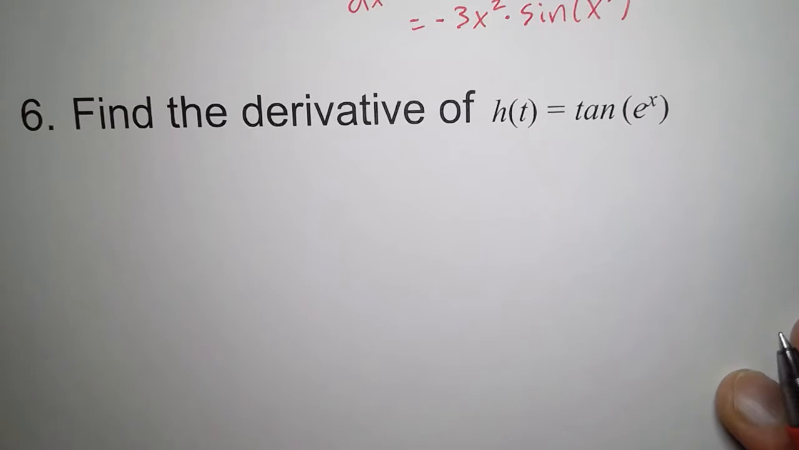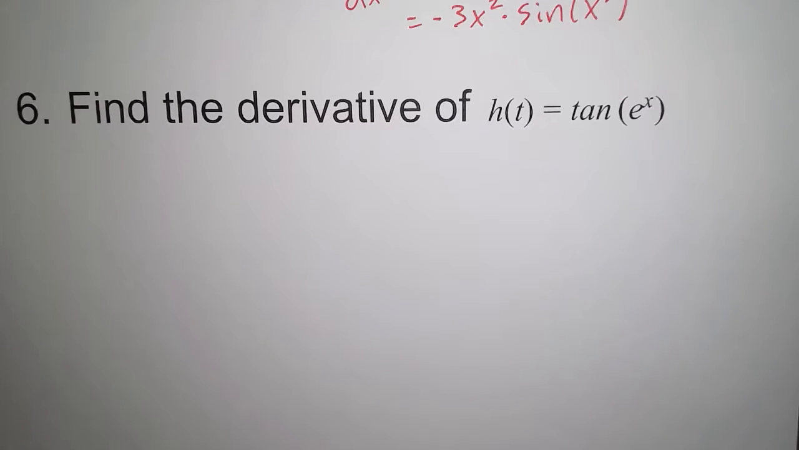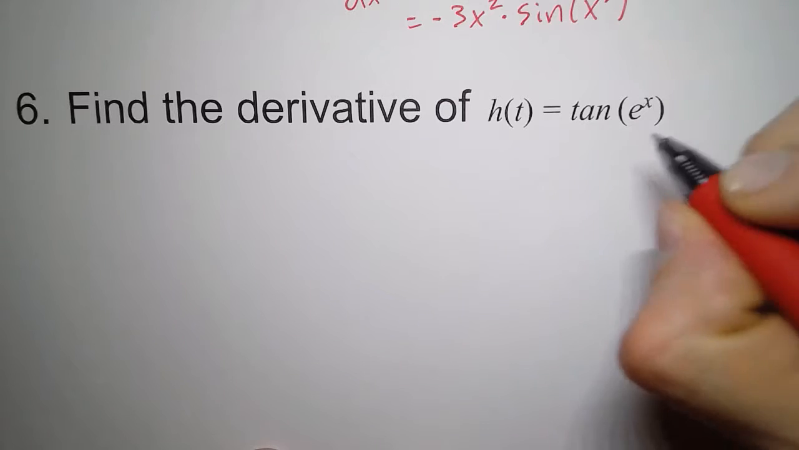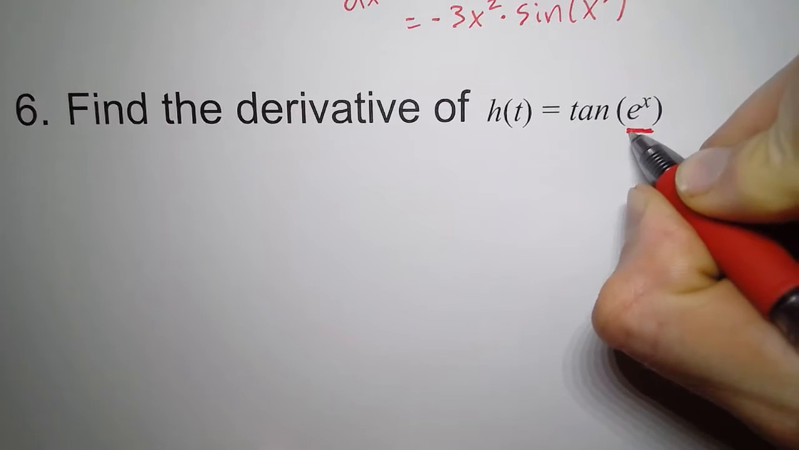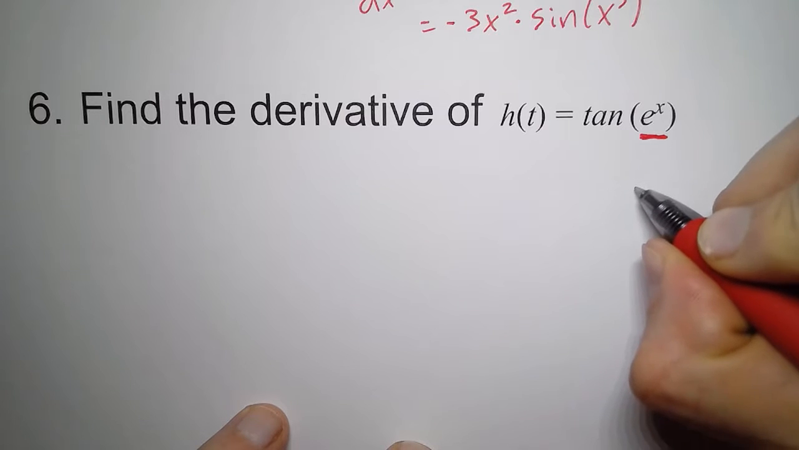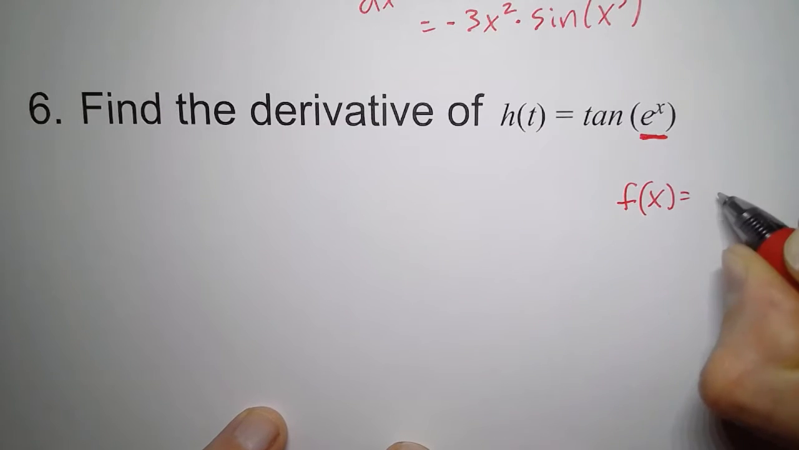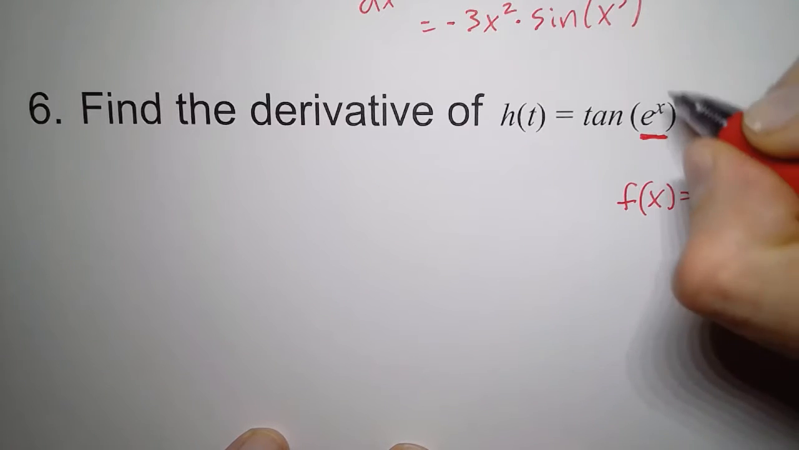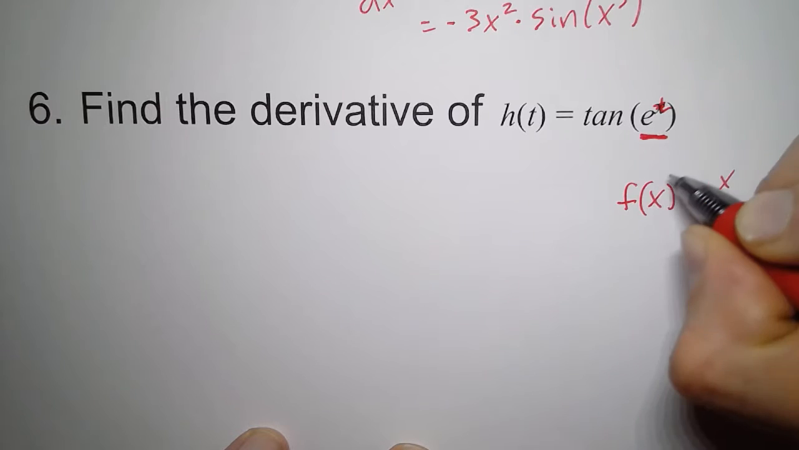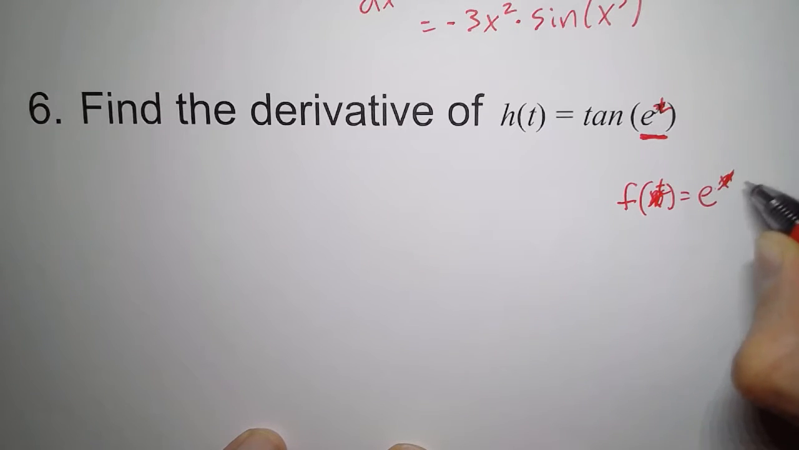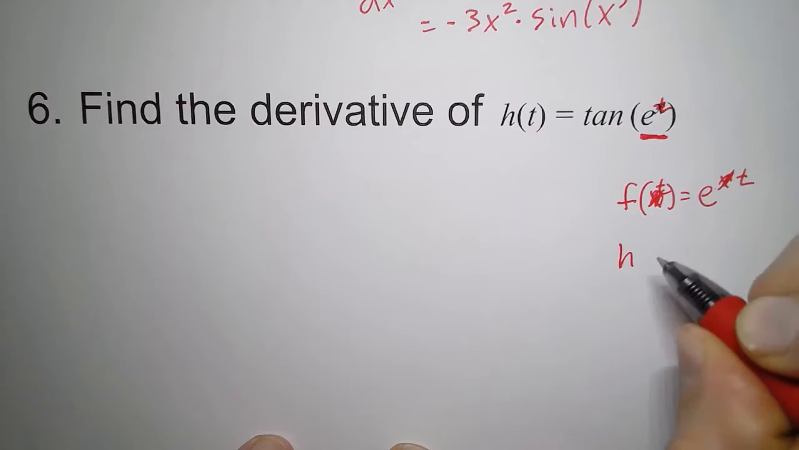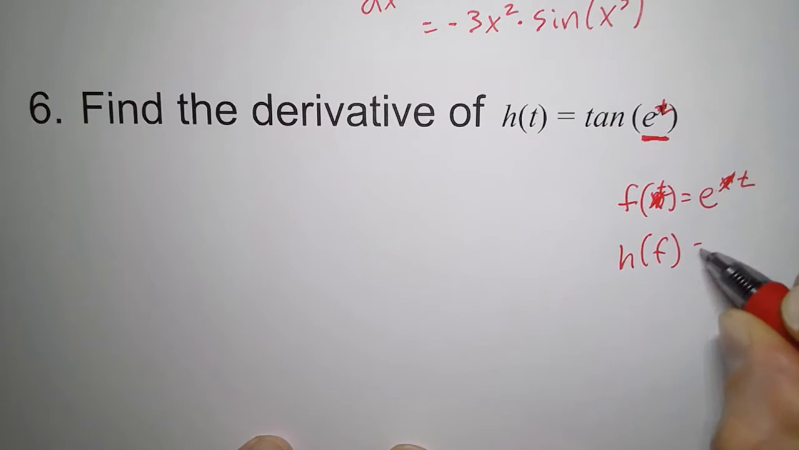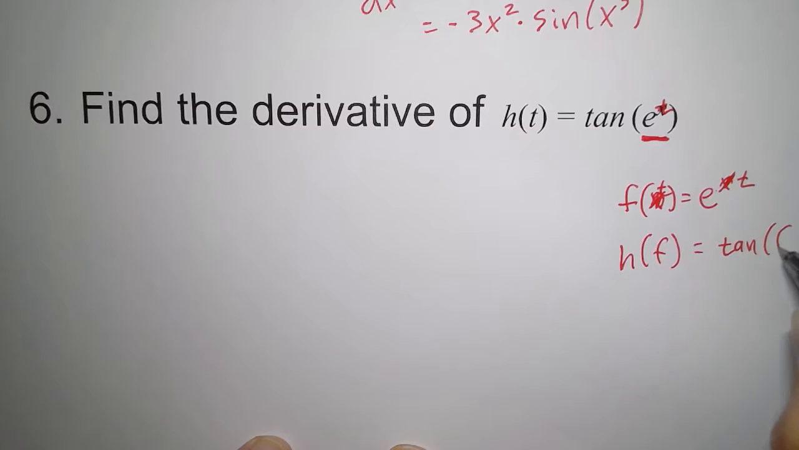So hopefully by now you're starting to see that with chain rule, the main idea is to identify what is the inside function, what is the outside function. And all you have to do from there is take their two derivatives separately. So here we've got this function, e to the x, that's the inside function. So we have f of x equals e to the x. And so our outside function, oops, that should be a t. My mistake. And then we have h of f, which is tangent of f.